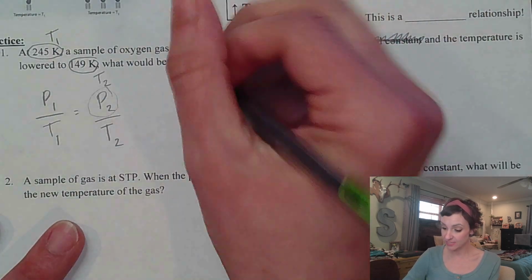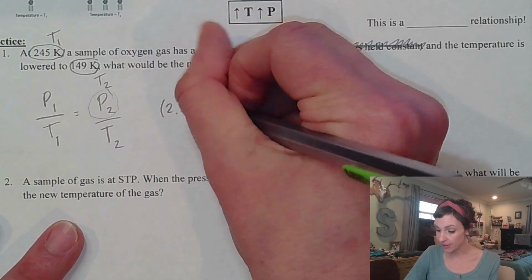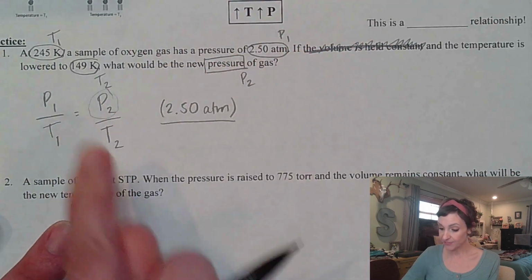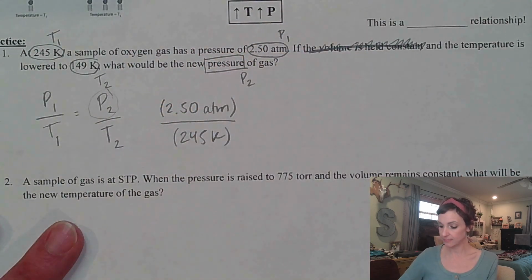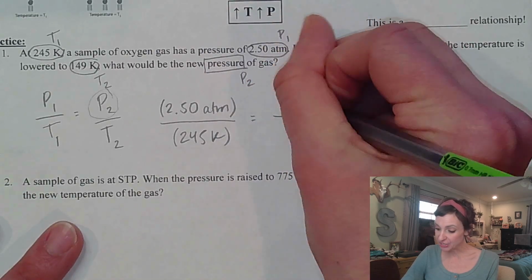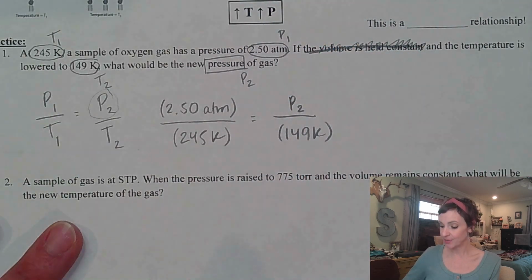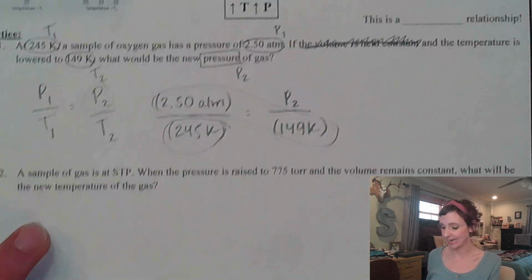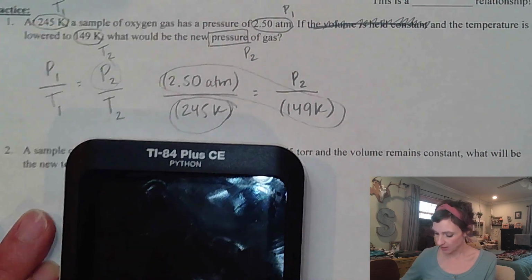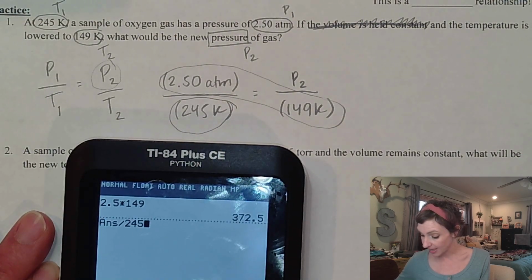So I'm ready to substitute stuff in. My first pressure, we said, was 2.50 atm. My first temperature in Kelvin is 245 Kelvin. We're solving for P2, and my T2 is 149 Kelvin. Okay, so here's my baseball bat. I'll be multiplying these two values together and dividing it by the 245 Kelvin. So calculator up, ready to go. We've got 2.5 times 149 equals, divided by 245 equals.